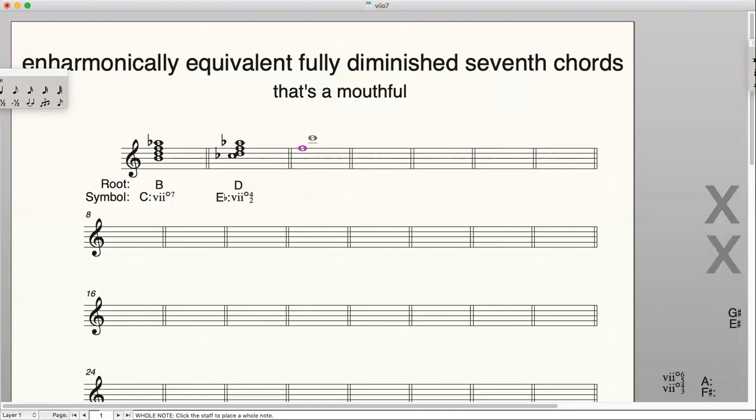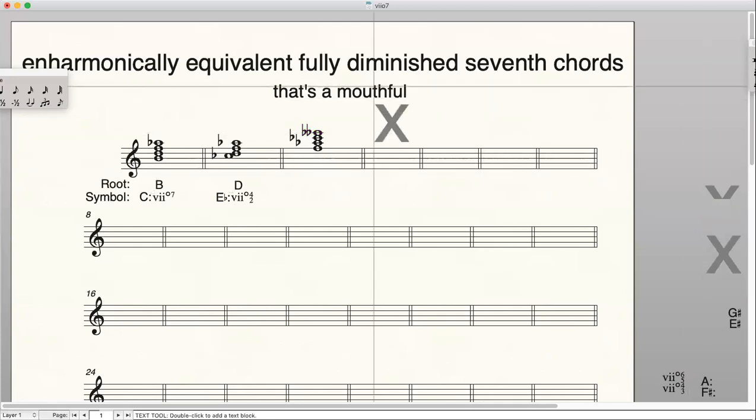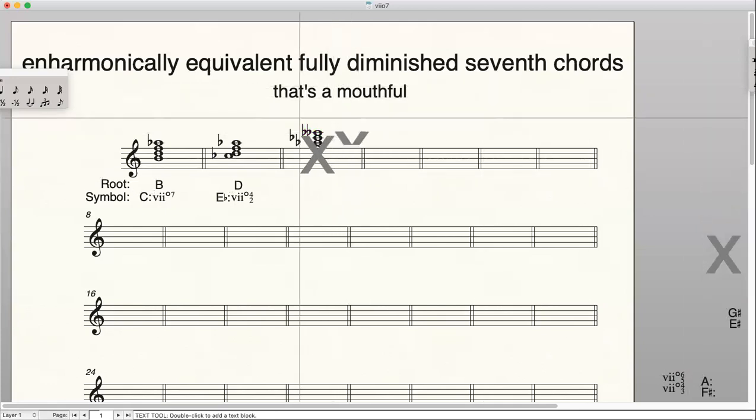What we would get is F, A flat, C flat, and oh my gosh, what's that other one going to be? Ugh, that's disgusting. E double flat. Tell you what, I am really not into this chord at all. So I'm going to put an X through it. I don't like double flats.